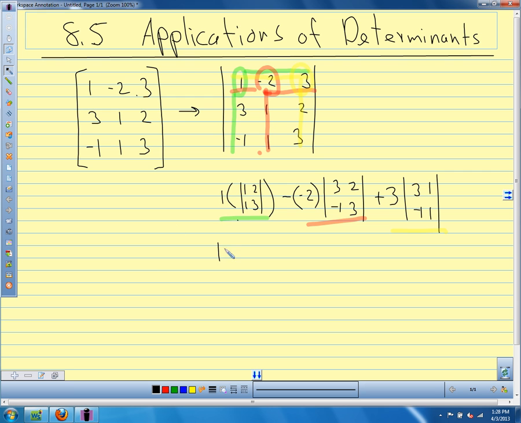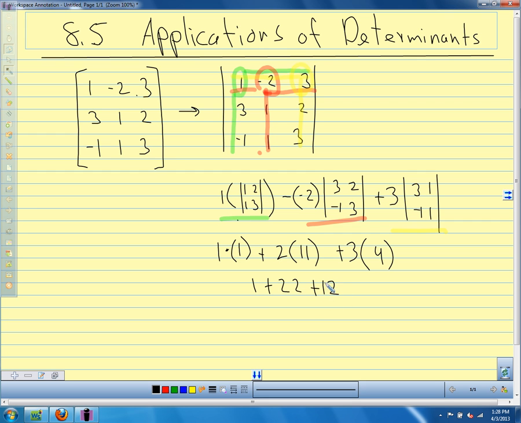So my determinant here, I get 1 times the determinant of this matrix, which is 3 minus 2. Minus a negative is positive, so I get 2 times the determinant here, which is 9 minus negative 2, or 9 plus 2, is 11. Plus 3, and the determinant here is 3 minus negative 1, which is 4. So my determinant is 1 plus 22 plus 12. I get 23 plus 12 is 35. So the determinant of this matrix is 35.